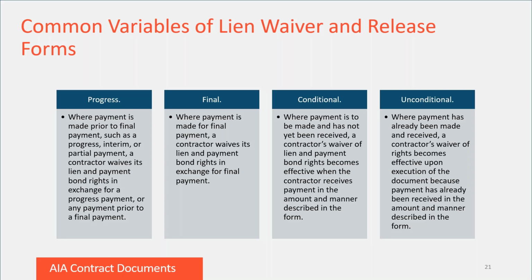Conditional lien waiver forms are used where payment is to be made and has not yet been received by the contractor, and the contractor's waiver of rights becomes effective when he or she receives payment. Then finally, unconditional lien waiver forms are used where payment has already been received by a contractor, and the contractor's waiver of rights becomes effective upon signing the form. This is because payment has already been received by the contractor.